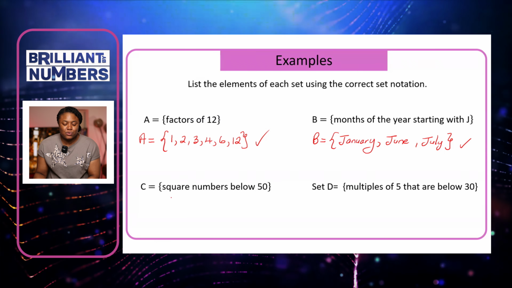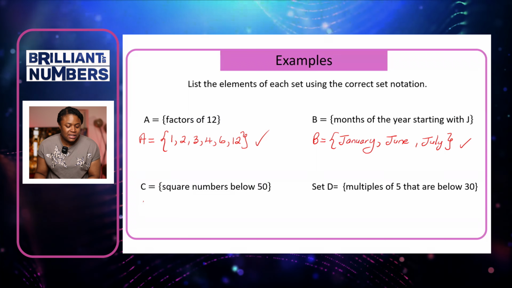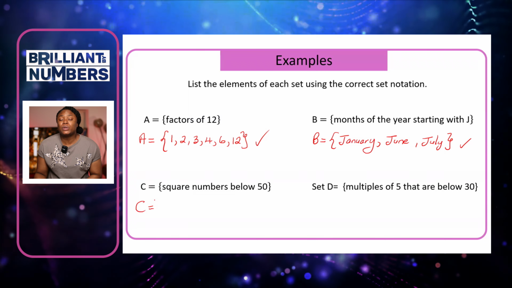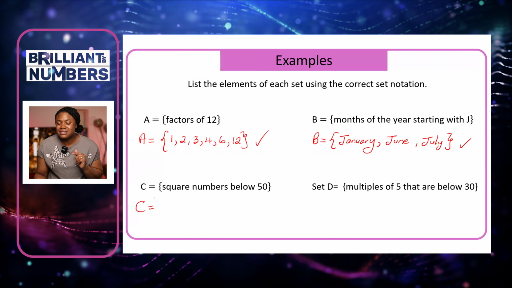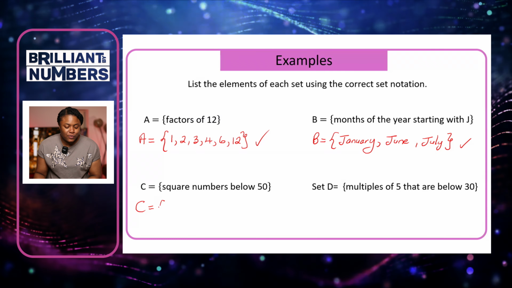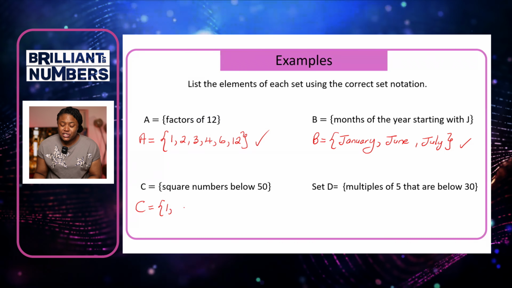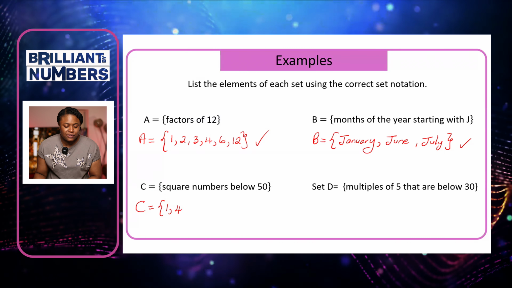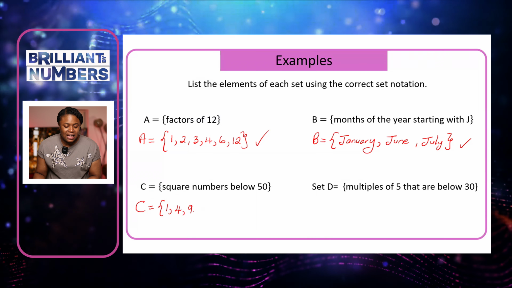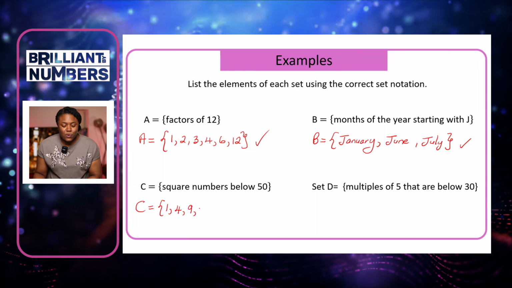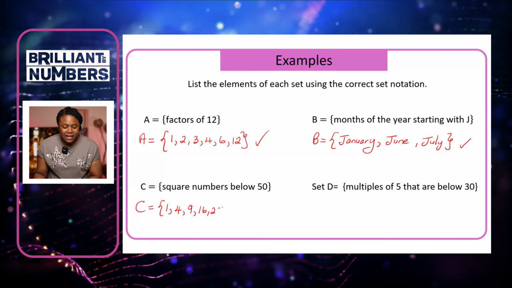We're asked to list all square numbers below 50. So C then is equal to, remember, we get a square number when we multiply a number by itself. So we start off with 1. 1 times 1 gives us 1. 2 times 2 gives us 4. So 4 is our second square number. 3 times 3 gives us 9. 4 times 4, 16. 5 times 5, 25.